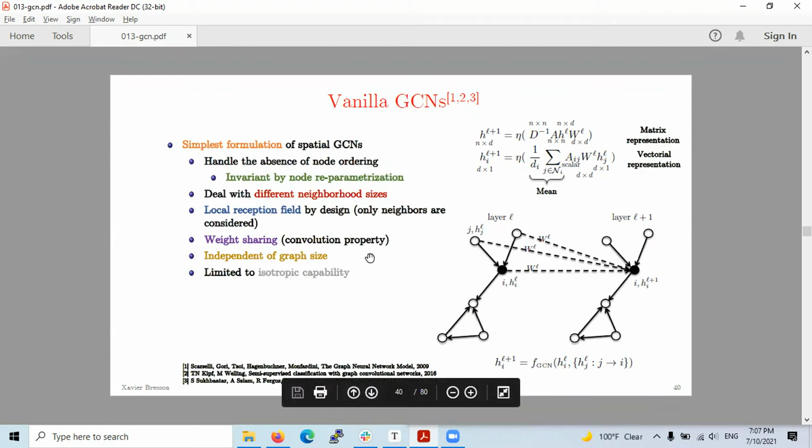And this is independent of the graph size, because you're just dealing with a small neighborhood of a node, and the same thing is applied over the neighborhoods of all the other nodes. And this is isotropic in the sense that it is invariant. There is no particular direction in the weights which this convolution learns.